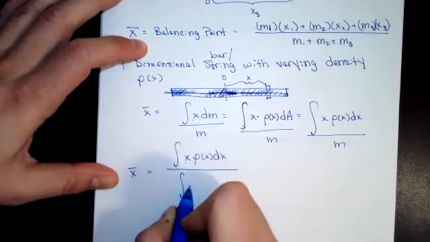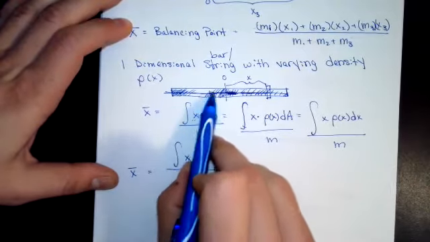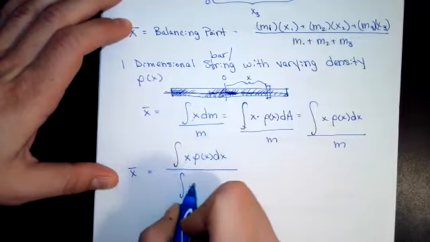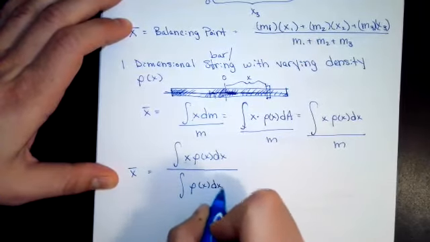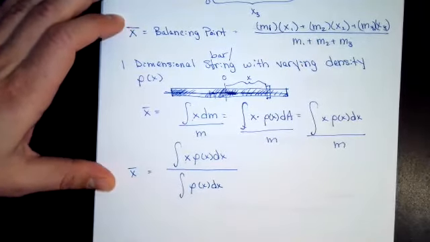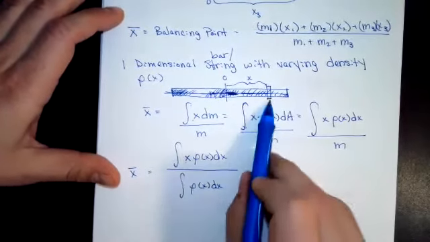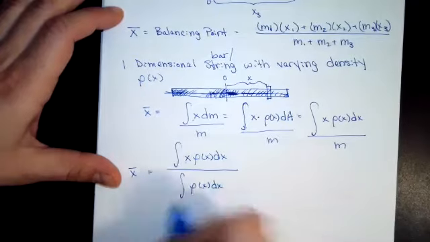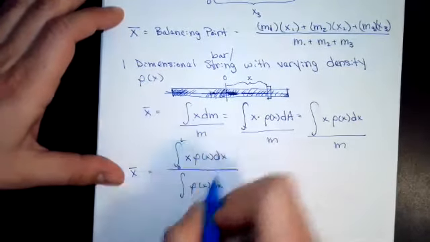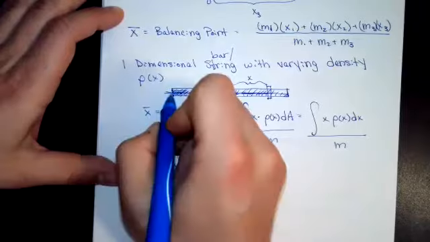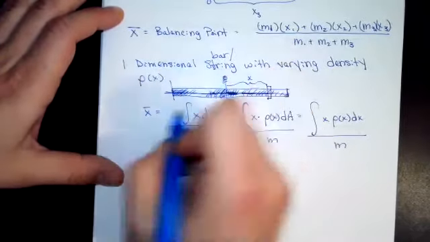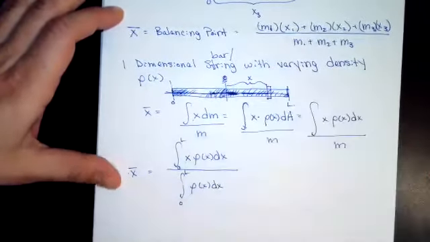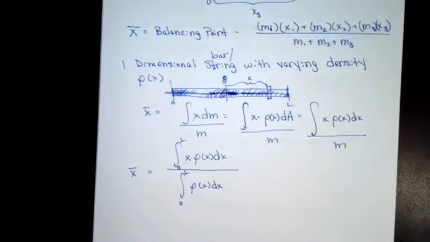And how do I find the total mass? Well, if it's varying density at every given point, the total mass is just summing up the density, the infinitesimal amount of mass we have at every given slice. And these bounds will be from whatever the length is. So let's say our origin was here and the length was L. So that's the general idea.